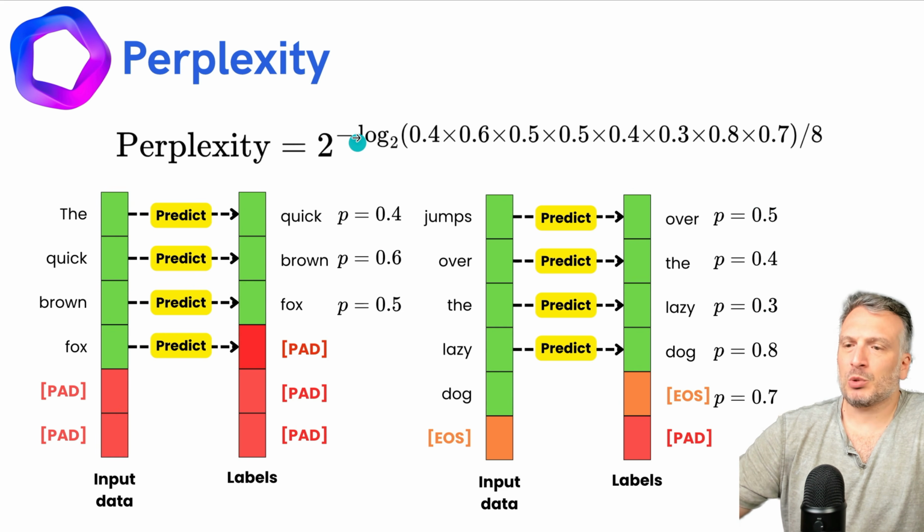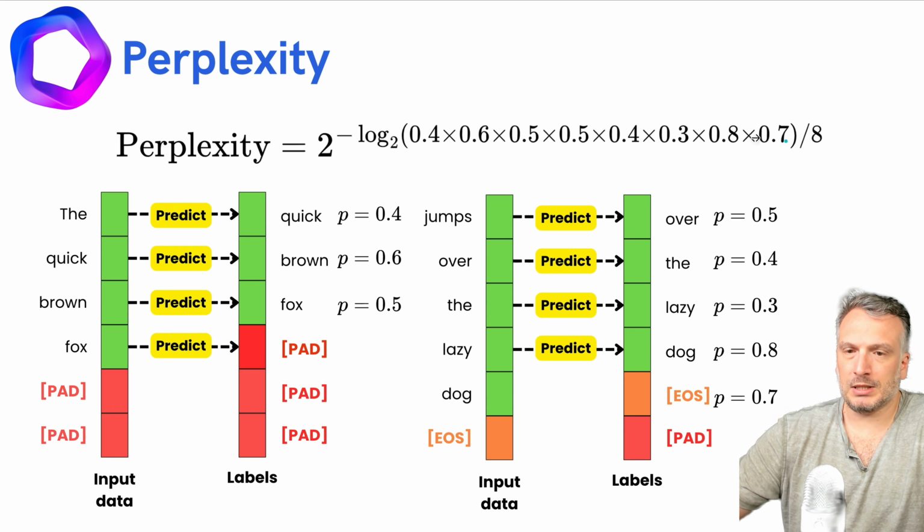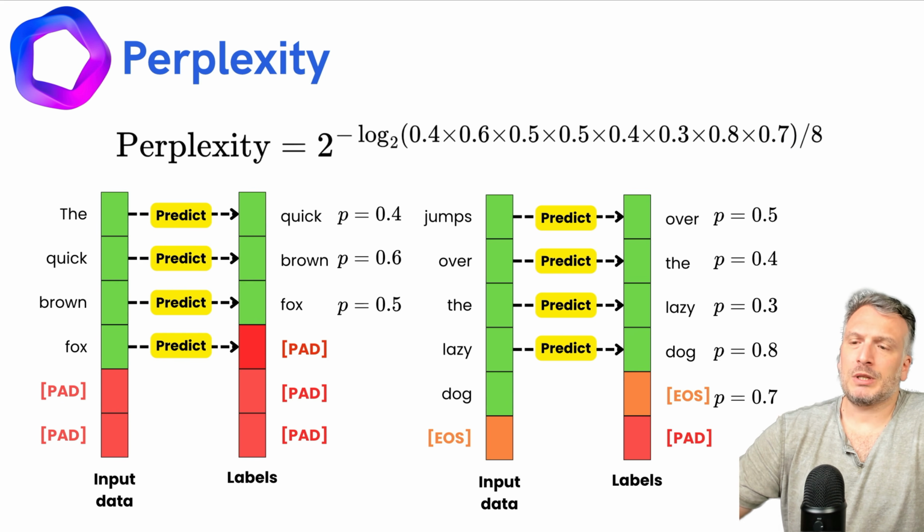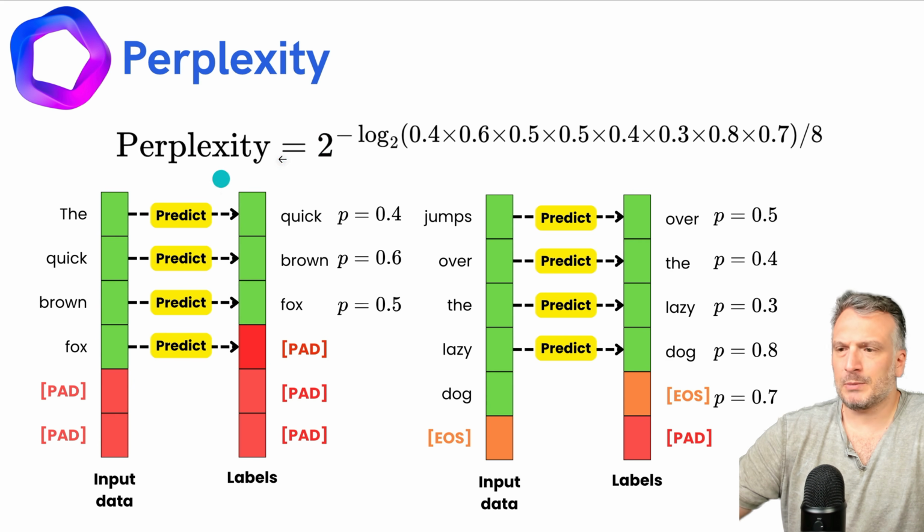Okay, so now the perplexity would look like something like that. You remember that we had a sum of logs, which is equivalent to a log of the product of the different probabilities. We take all the probabilities and multiply them within the log, and we divide by the number of probabilities. So we have 1, 2, 3, 4, 5, 6, 7, 8. So we have 8 different probabilities and we divide the log of it by 8. And we take the minus and we take the power of 2 of it. And this is the perplexity.